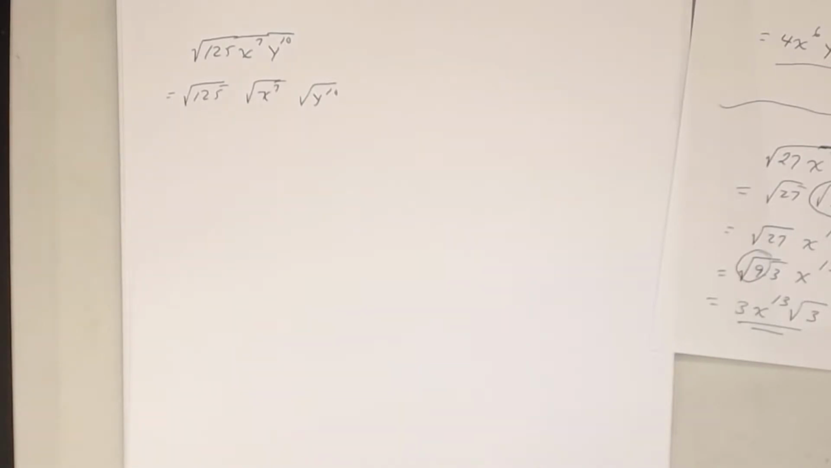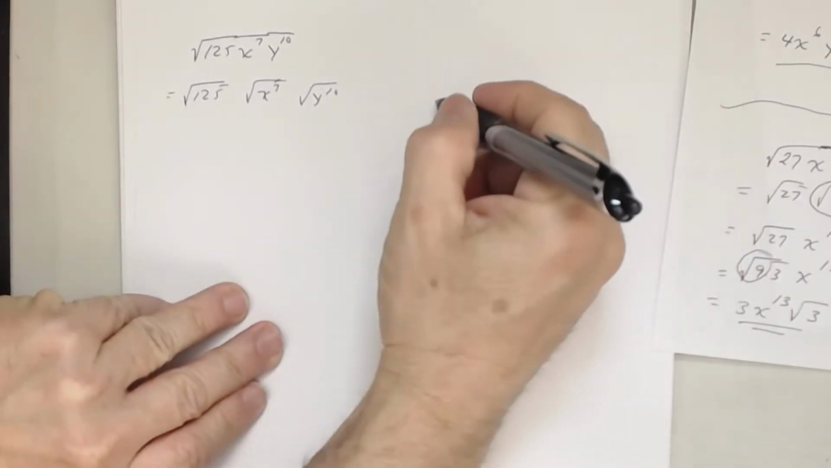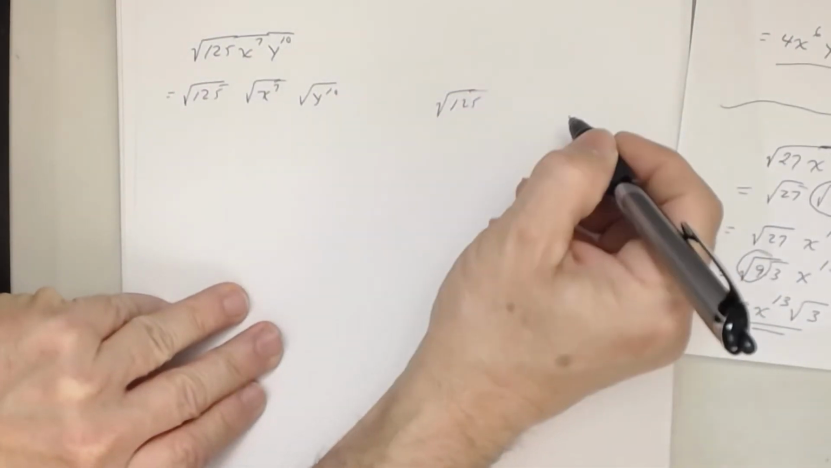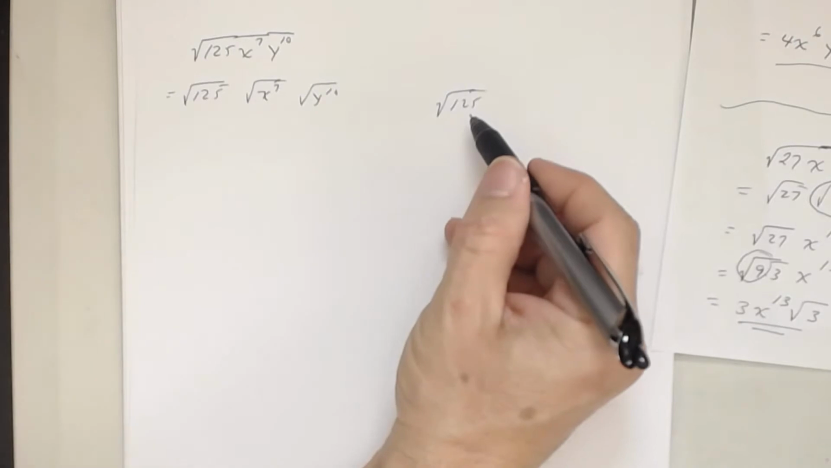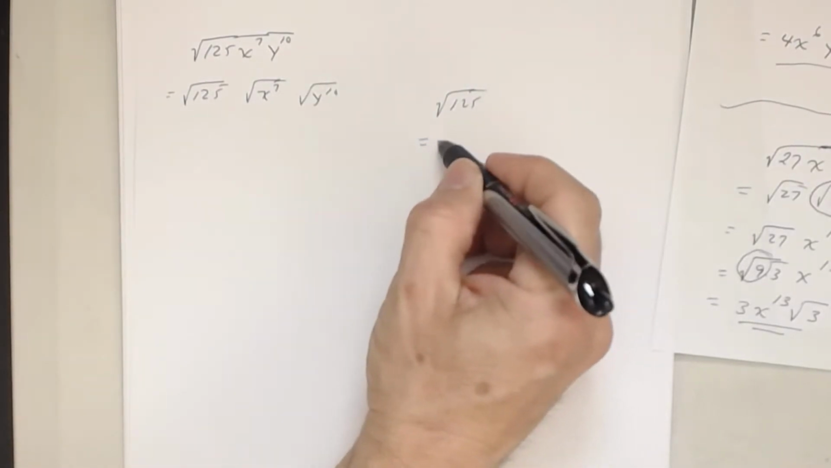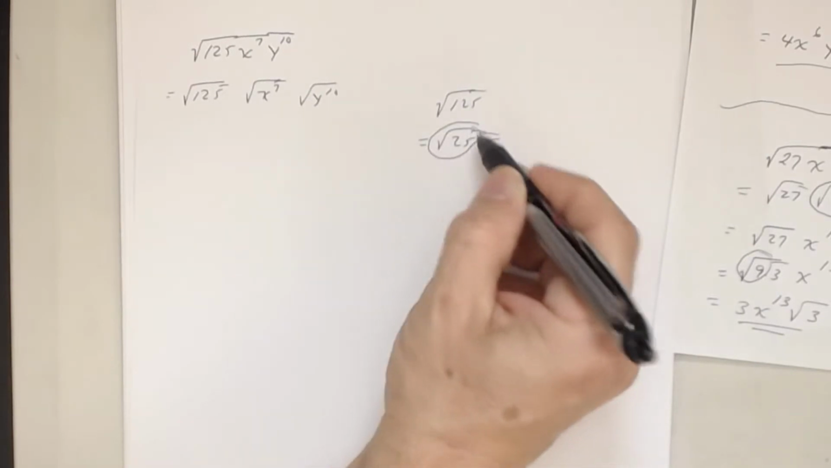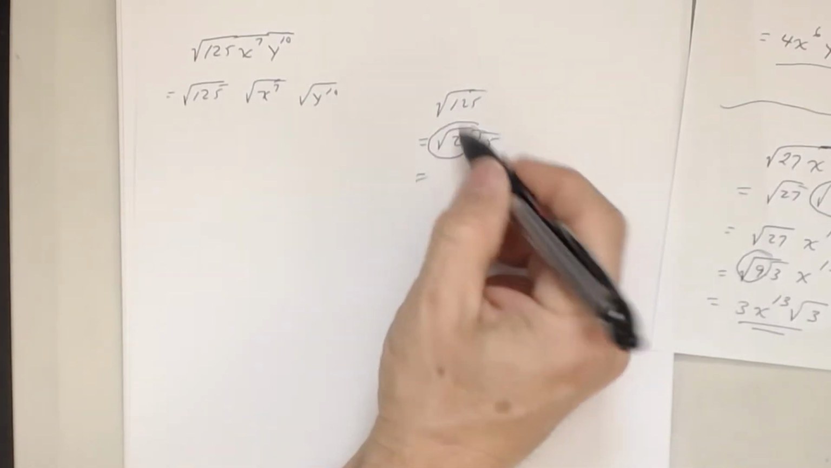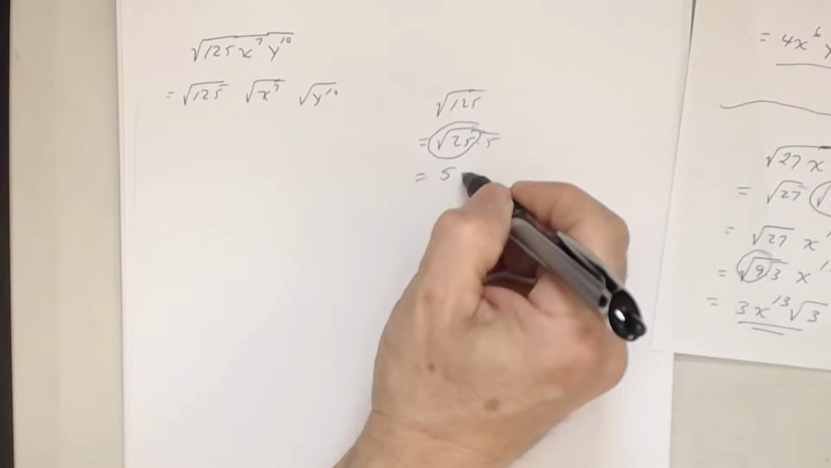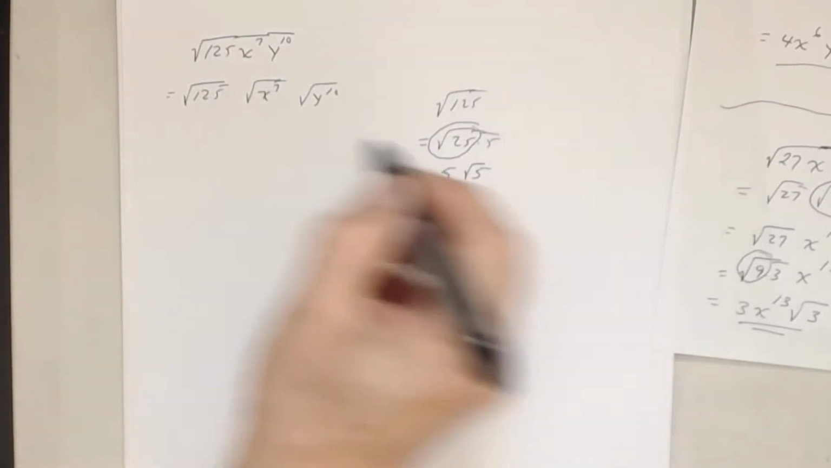And you simplify each part. And if you need to, go off to the side and figure that out. Square root of 125 like this. What's a perfect square that goes into 125? 25. So that's square root of 25 times 5. And what's the square root of 25? So square root of 125 is what? 5 square root of 5. So that's this right here.